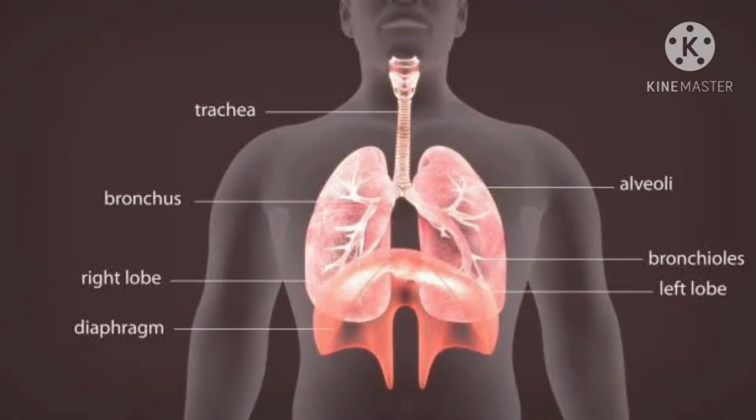The picture here depicts the tracheobronchial tree, which consists of the trachea, the right and left main bronchus, and the associated alveoli. The bronchi are found in the associated lungs, which are the right and left lungs.